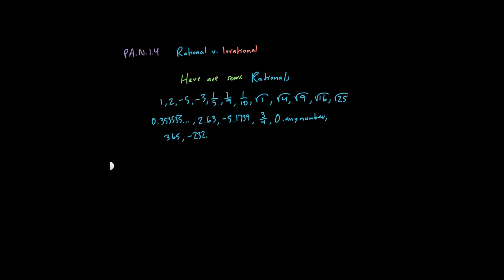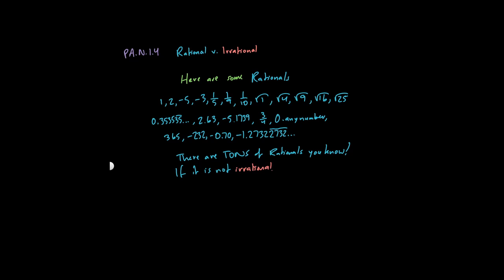3/4 is a fraction, so that's rational. 0 times anything will give you 0, so 0 times any number is rational. Stuff like 365, -232, all of them. I'm just going to stop there, that's too many. So there are tons of them. Basically anything you've dealt with before since you just started doing square roots. If it is not irrational, then the number is rational. It's really easy to tell if it's irrational. So if you can't tell, it's probably rational.